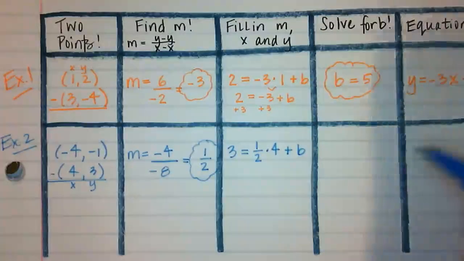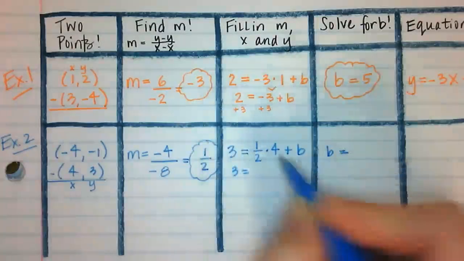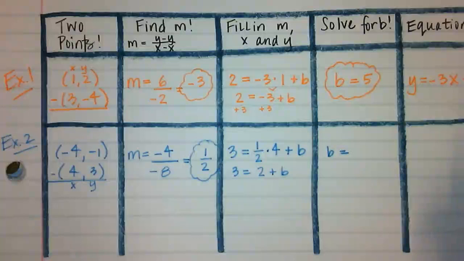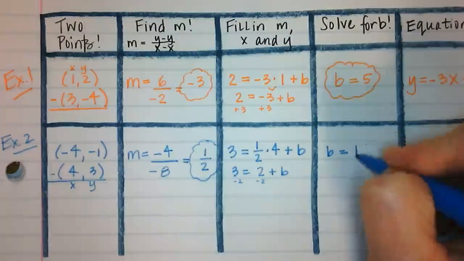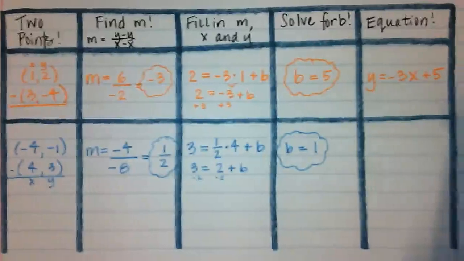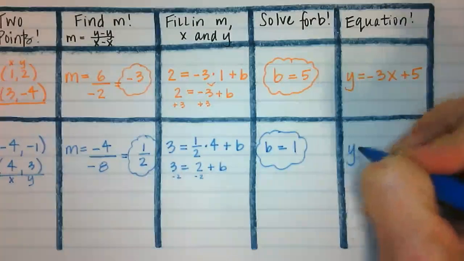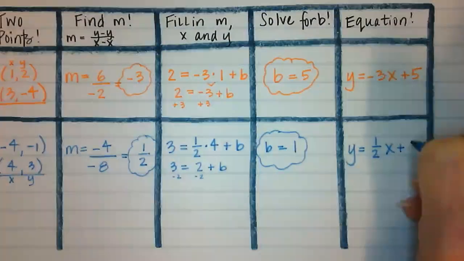Now we need to solve so that we can figure out what b is. 1/2 of 4 is 2. And then subtract 2 from both sides, so it looks like b equals 1. Once I know what the m and the b are, all I have to do is fill it in. So y equals mx plus b.